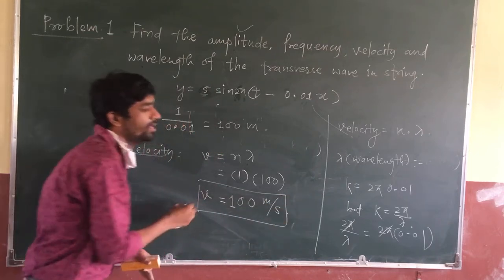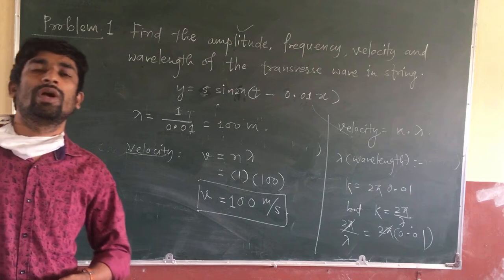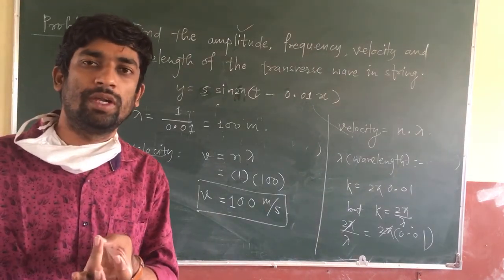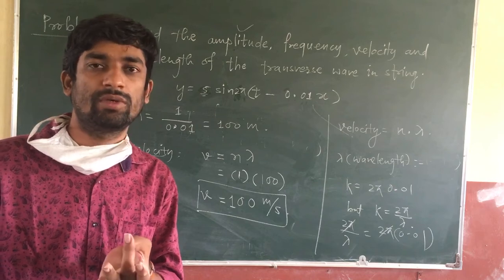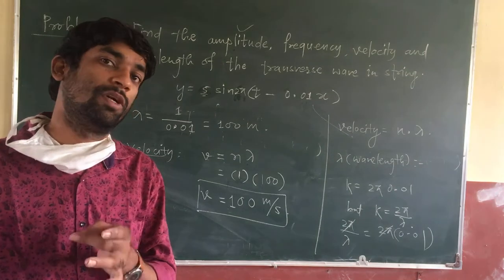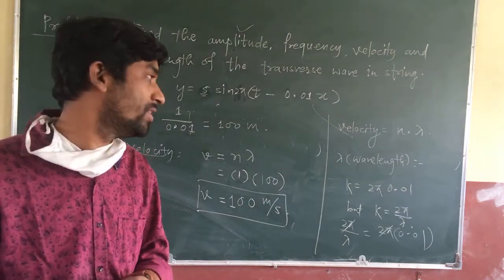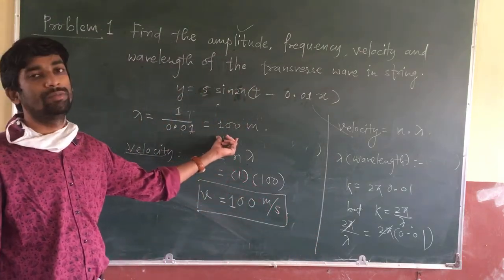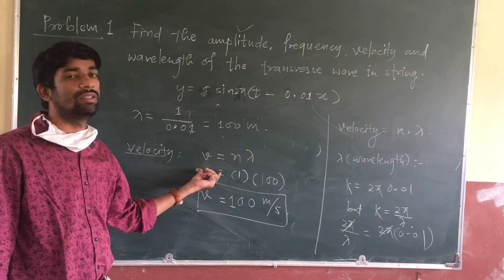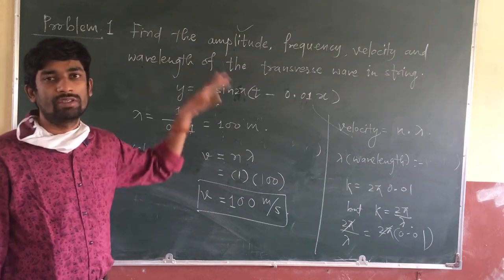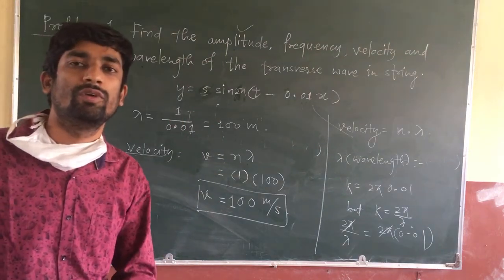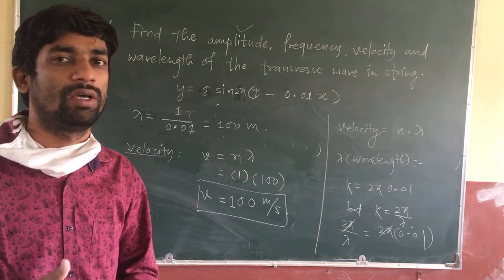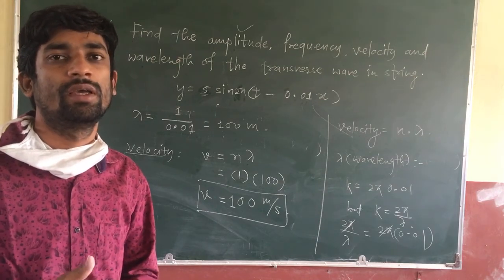So in this problem, first you calculated the amplitude, then the frequency, then you have to calculate the velocity. But for velocity you require the wavelength, so first you calculate the wavelength. This wavelength equals your 100 meter, and from the wavelength calculate the velocity. So this is the problem related to wave motion. Try to solve the same problems having the same equation. Okay, thank you.